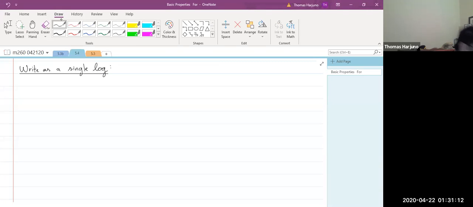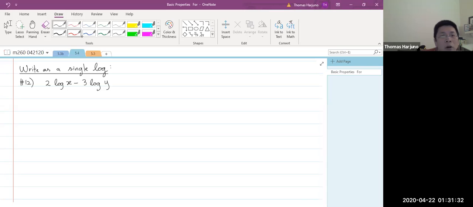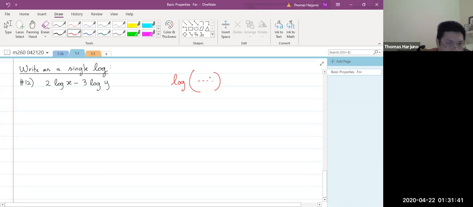For example, the easy one first, number 12. 2 log base 10, okay, I omit the 10, minus 3 log y. Now, when we say write as a single log, we want that to have log of something only later on. Okay, at the end, you have only one single log of something. Now, how to do this?